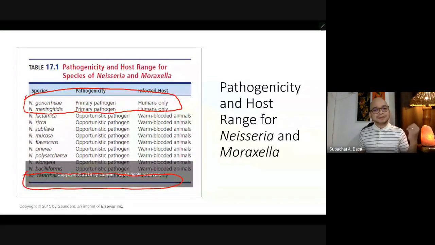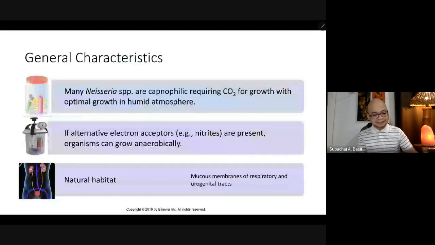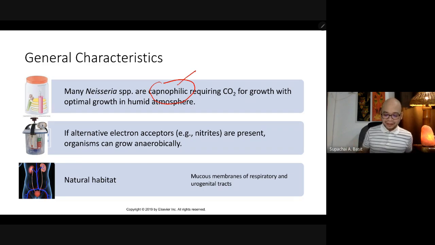Okay, so three important species for today: Neisseria gonorrhoeae, Neisseria meningitidis, and Moraxella catarrhalis. So let's talk about the general characteristics of Neisseria. Many of them require CO2, carbon dioxide, for growth. Hence, they are capnophilic.